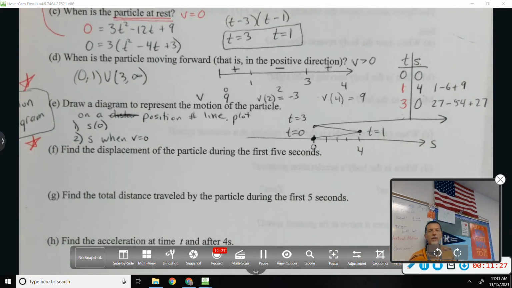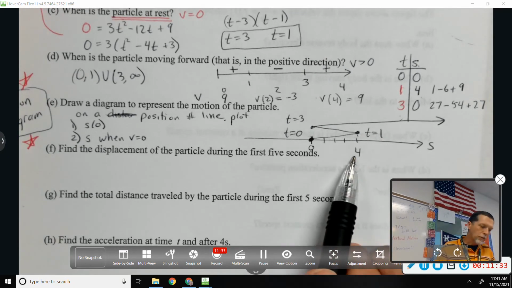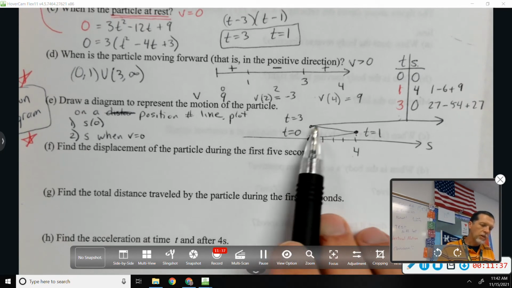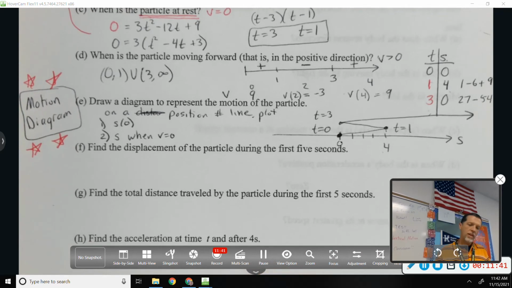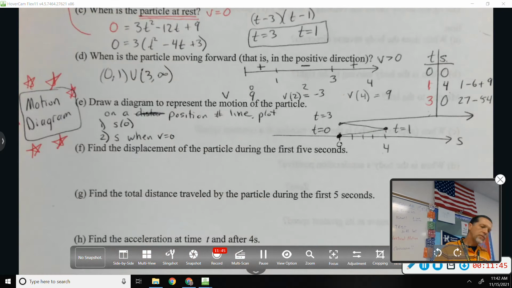So now we have a picture of what this thing is doing. It moves to the right for 1 second or 4 meters. It moves to the left to time equals 3 and back to 0. Then it moves to the right after that. That's a motion diagram. That's probably the most missed part of the test, is drawing a motion diagram. If you can draw the motion diagram, you can get the rest of the questions right.